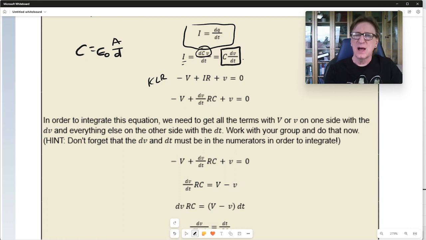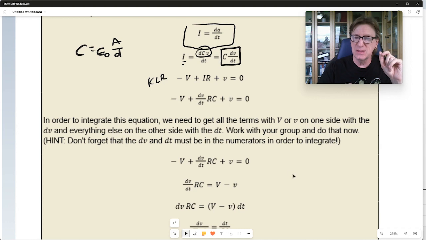Okay. I've written it this way because this constant RC is going to be important later on. And it is a constant, right? Because the resistor isn't changing, the capacitance isn't changing. So that's a pure constant. All right. In order to integrate, we have to get all of our differentials. We can only have one differential on each side, and I have to have it in the numerator. So that's going to be important.